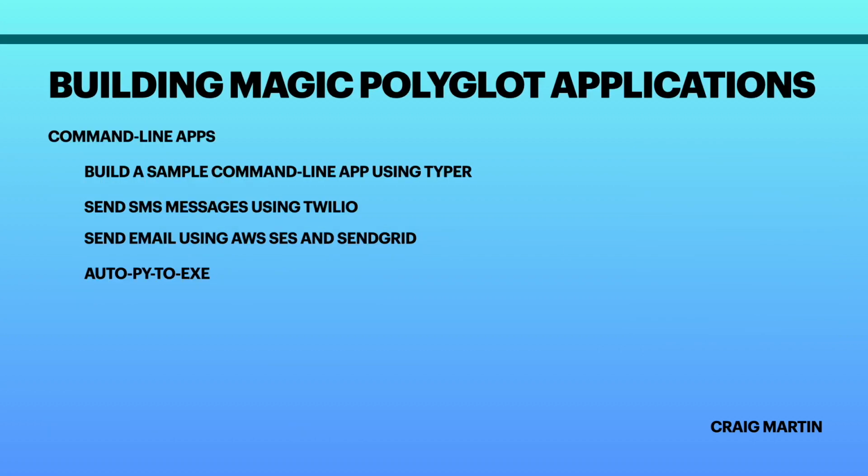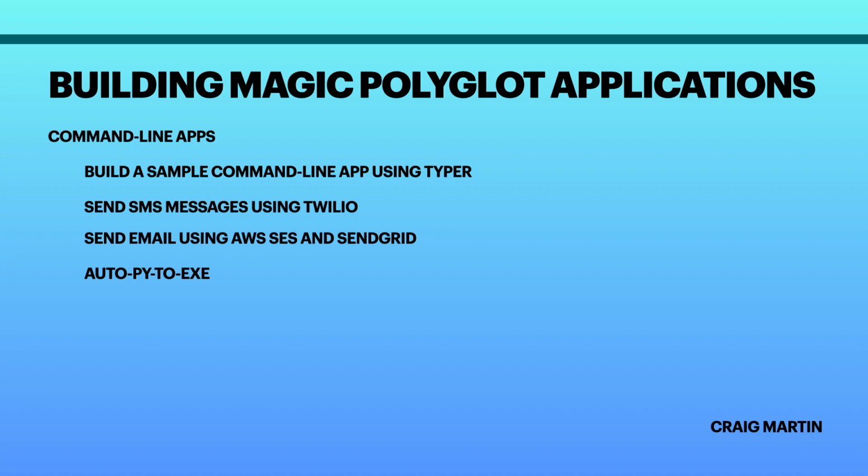The goal today is to build an application that can do a couple of things. We will be able to send an SMS message on demand using Twilio, and also have the ability to send HTML content emails using either SendGrid or Amazon Web Services' simple email service.